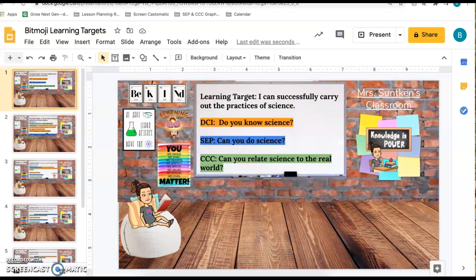Hey guys, I'm here to do your learning targets with you for this week. This week we're actually doing 3 learning targets, so I wanted to go through each one of those with you.